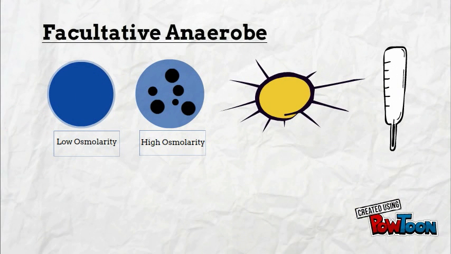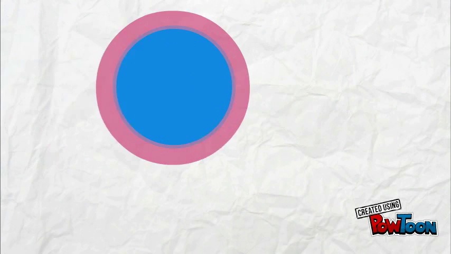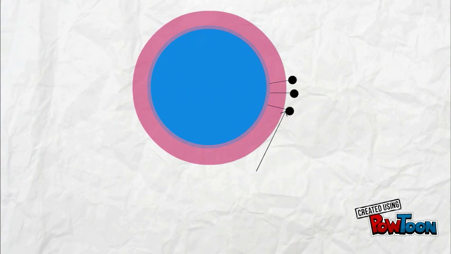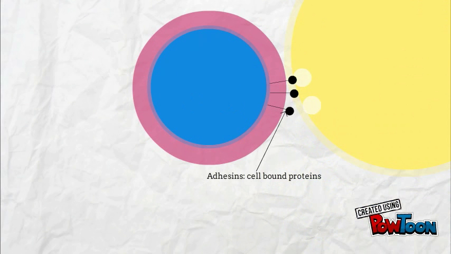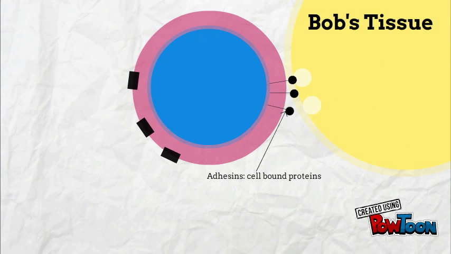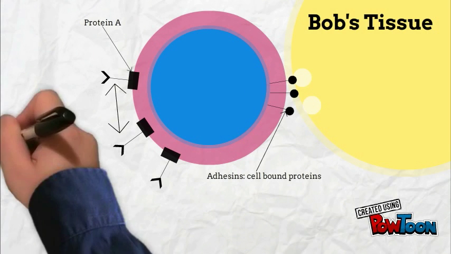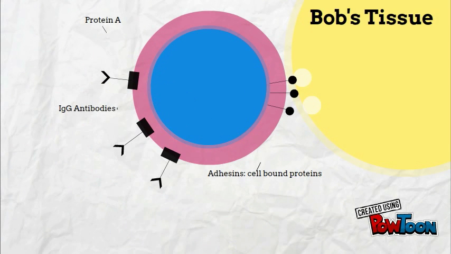temperature-changing environments. This pathogen attached to Bob's tissue by binding to plasma proteins and components of the extracellular matrix within his cells. The Staphylococcus aureus pathogen then produced protein A to avoid Bob's immune defenses by binding to antibodies which avoid phagocytosis. In some cases, the Staphylococcus aureus strain can have antiphagocytic capsules instead.